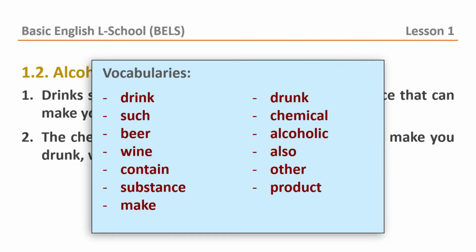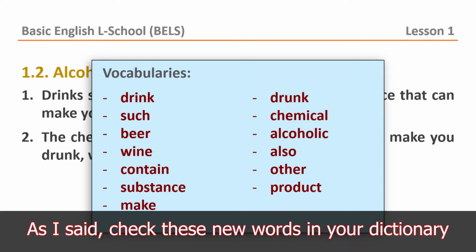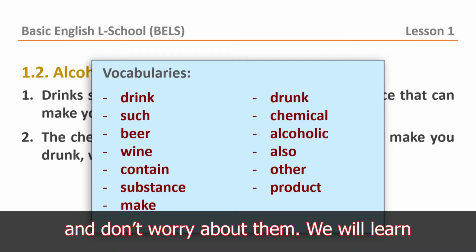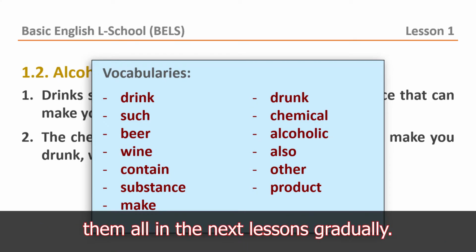Vocabularies are drinks such, beer, wine, contain, substance, make, drunk, chemical, alcoholic, also, other, product. As I said, check these new words in your dictionary and don't worry about them. We will learn them all in the next lessons gradually.